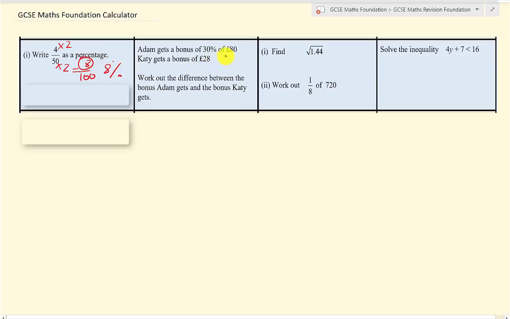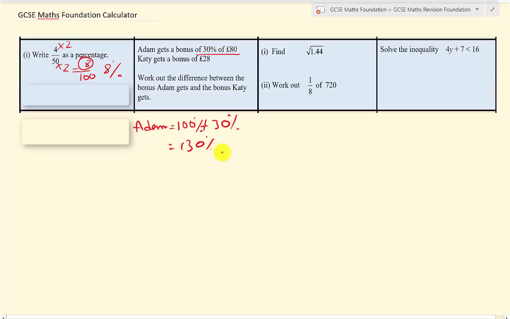Adam gets a bonus of 30% of £80. Katie gets a bonus of £28. Work out the difference between the bonus Adam gets and the bonus Katie gets. So let's work out Adam, who gets 30% of 80. Let's work out what the multiplier is. The multiplier is 30% on top of what he used to get. So if he used to get 100%, he gets 30% on top, which gives us a total of 130%.